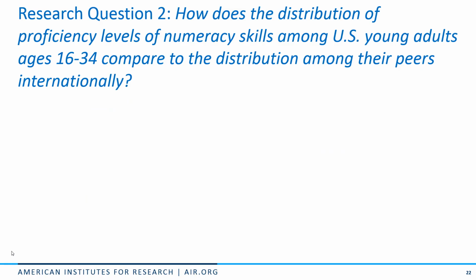Now that you have seen the basic steps for conducting analysis in the US PIAAC IDE, we will look at another research scenario which is more complex than the first scenario. This next question is focused on finding: how does the distribution of proficiency levels of numeracy skills among U.S. young adults ages 16 through 34 compare to the distribution among their peers internationally?